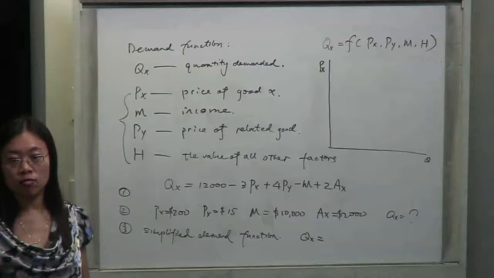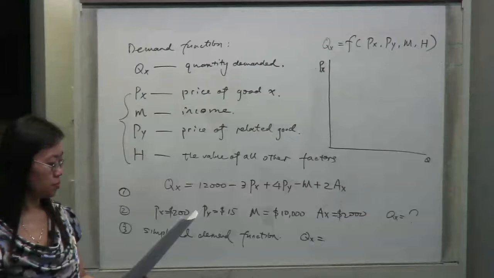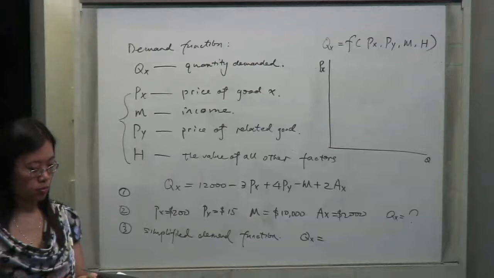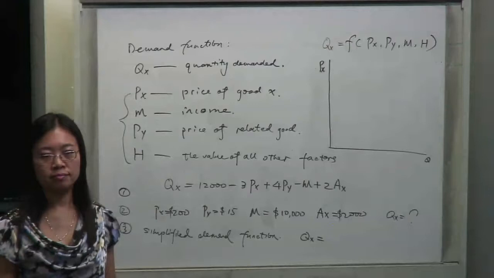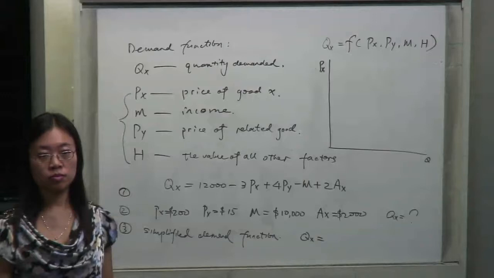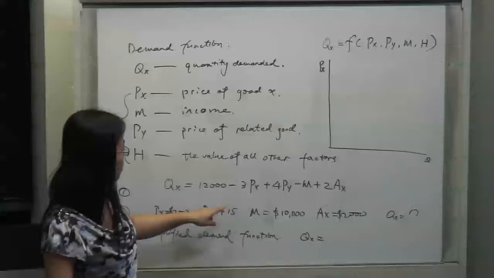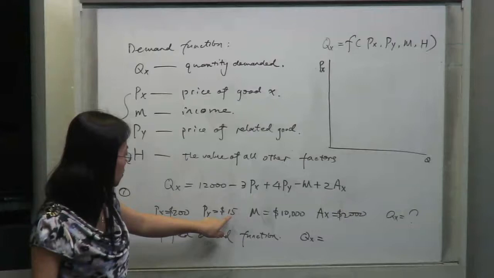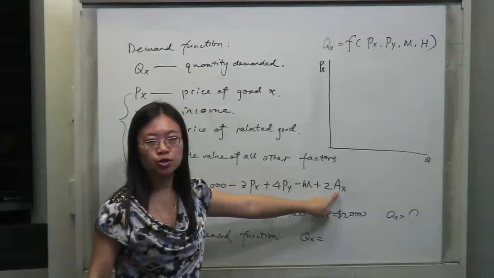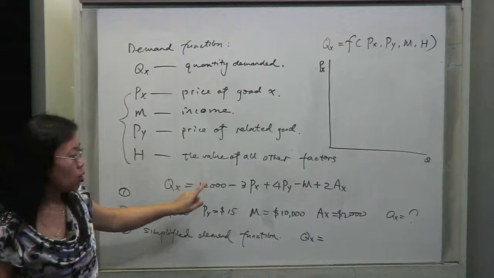Equal to what? Do you get it? Anybody else get it? The function? Did you guys understand what I'm asking us to do? Not exactly. Okay, so you leave PX as it is, but you plug this 15 right into here. You plug 10,000 right into here. You plug 2,000 right into here. Eventually you're going to have a new demand function with only these two variables in it.